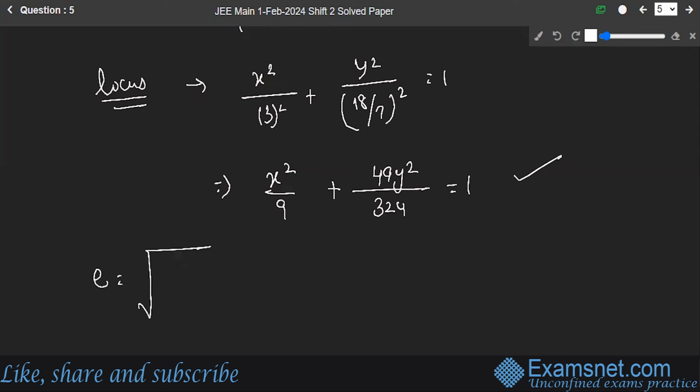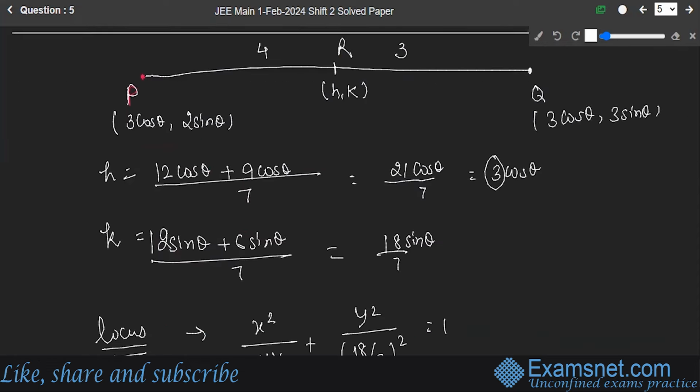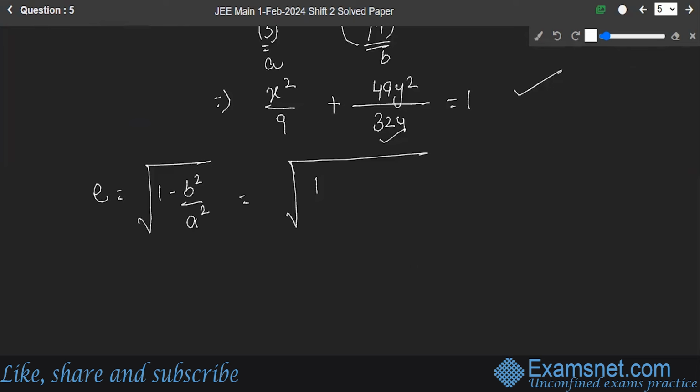So eccentricity is given by root of 1 minus b square upon a square. This is your b, and this is your a. So this is given by 1 minus b square, which is (18 by 7) square, that is 324 by 49, divided by a square, which is this.